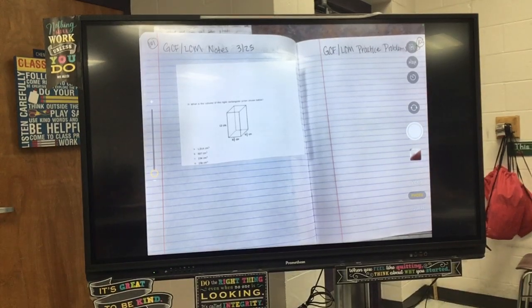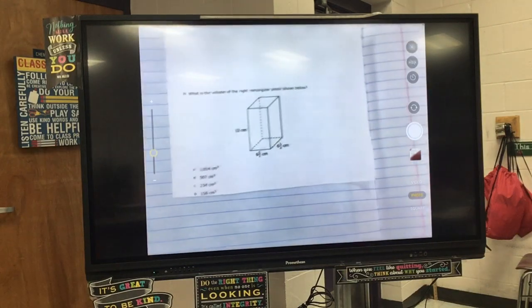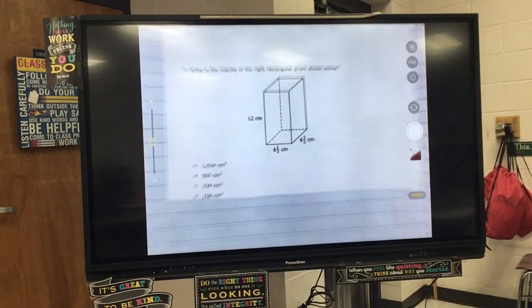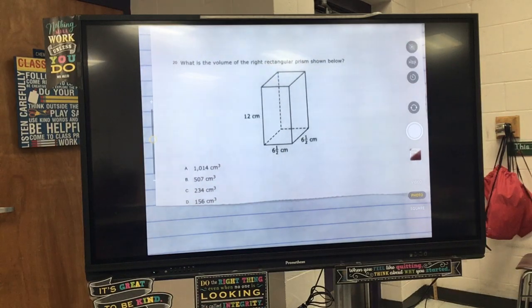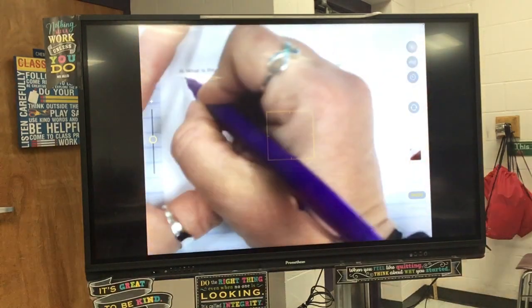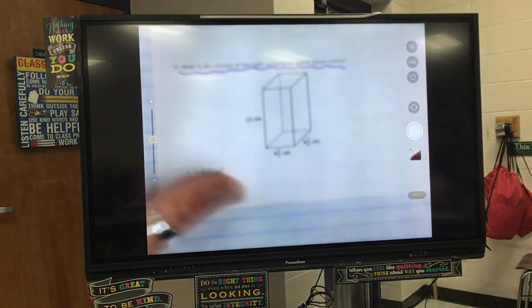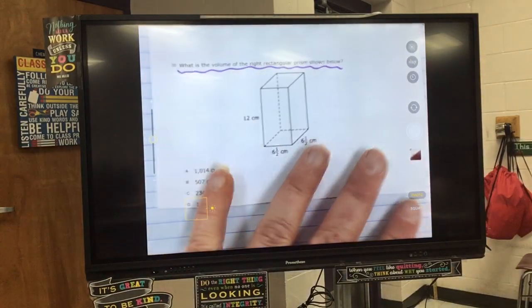All right, so looking at our word problem of the day today, it says, what is the volume of the right rectangular prism? All right, so what's important in our question? Abby. Okay, so the whole thing. All right, and then what else is important in this question?